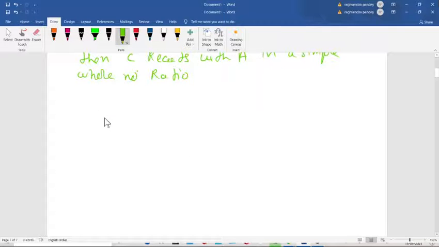Now what does this mean? Suppose you take any three elements, we take phosphorus, oxygen and hydrogen. Phosphorus and oxygen react and give P2O3, so that is your simple whole number ratio, 2 is to 3. Oxygen and hydrogen react and give H2O. So that is also a simple whole number.